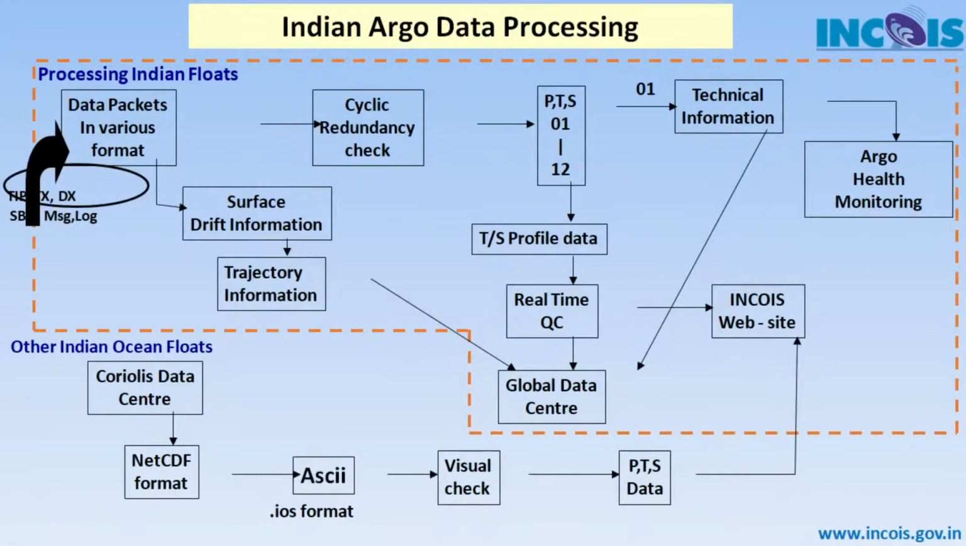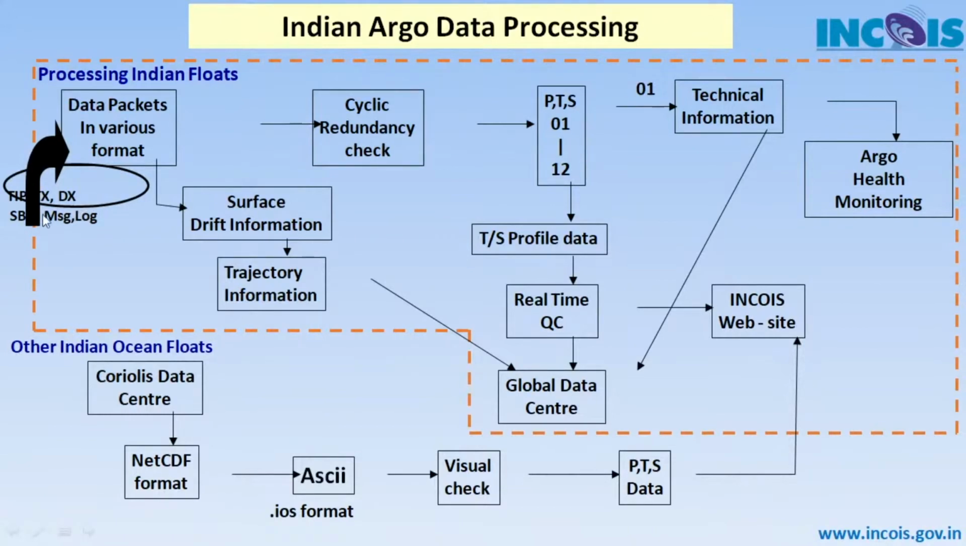So coming to the processing chain, we all know now that INCOIS deploys these floats, we get the raw data from these floats, and we are the agency supposed to process this, do the quality control, and then push them back to the global data centers. The processing chain in the dotted box is mainly done for Indian floats, and the one below is for the other floats, which we also handle as an Argo regional center.